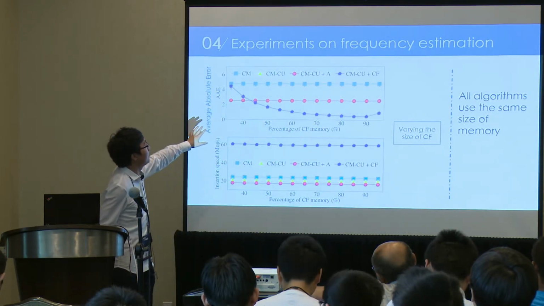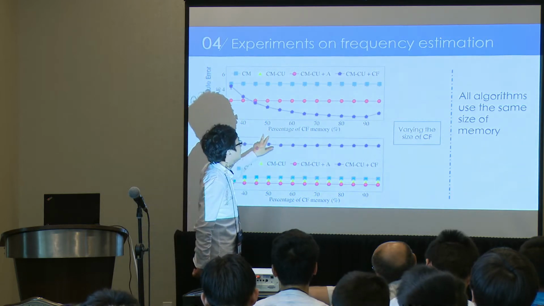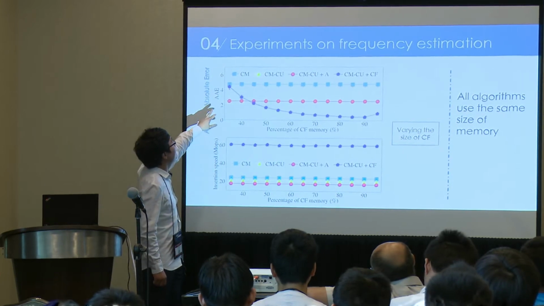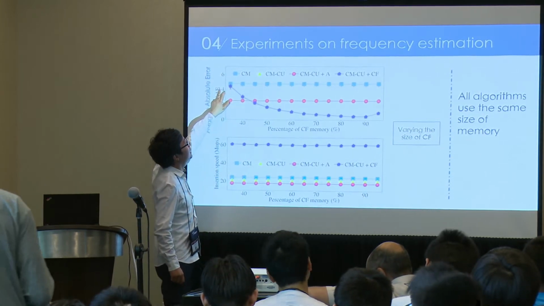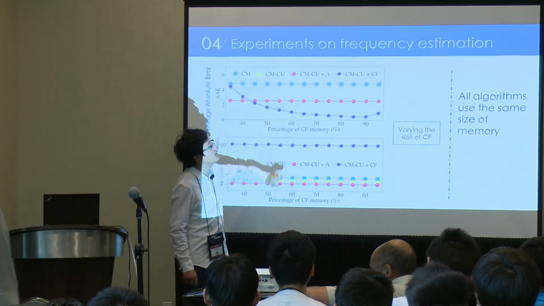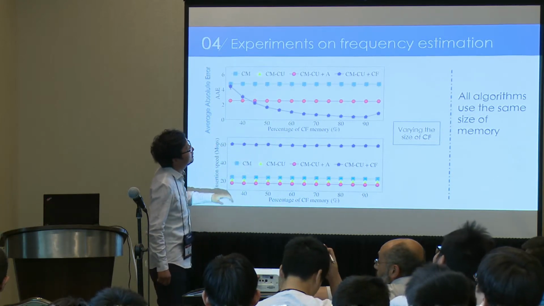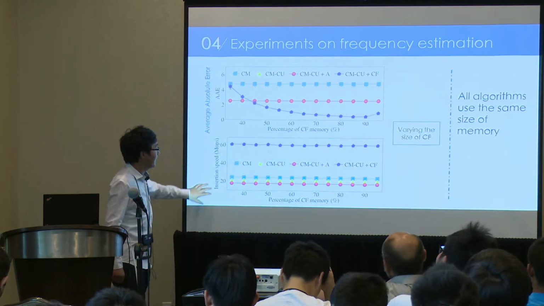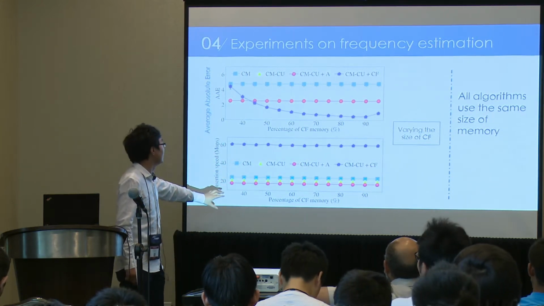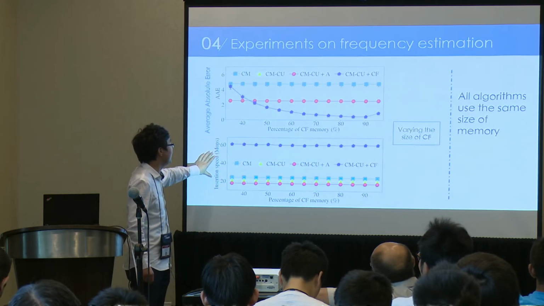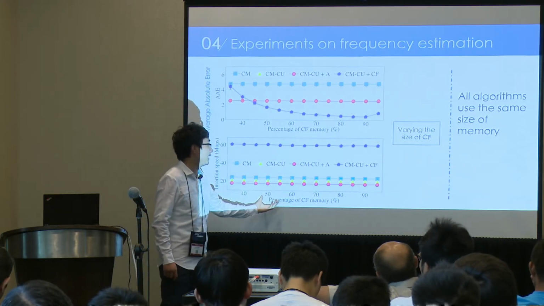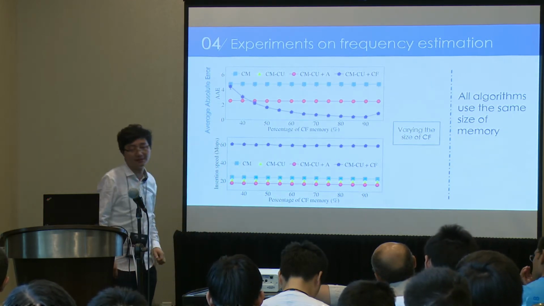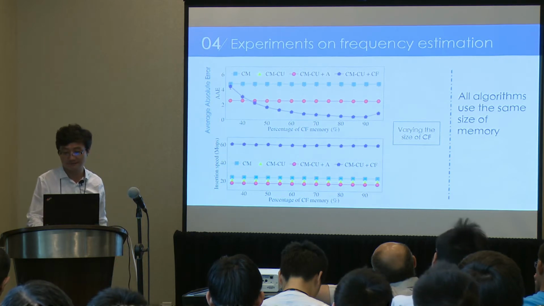When we vary the size of the cold filter, we found the average absolute error of sketches using the cold filter is much lower than other sketches. And this is the insertion speed. When we vary the memory usage itself, we found that the insertion speed is almost unchanged.